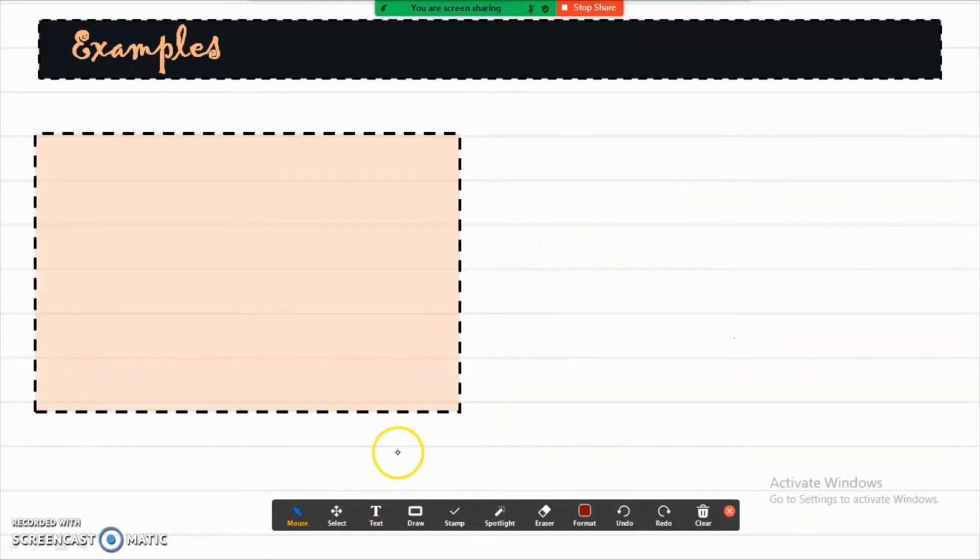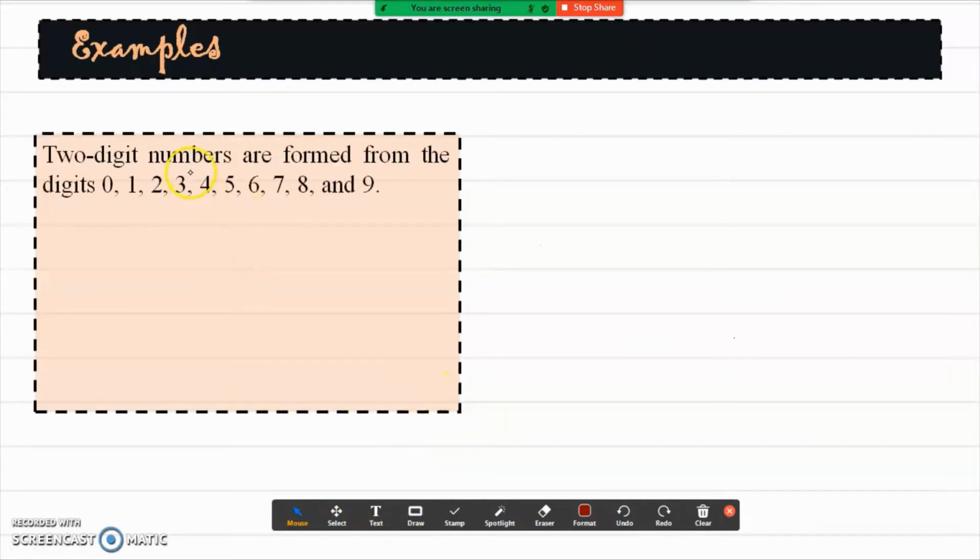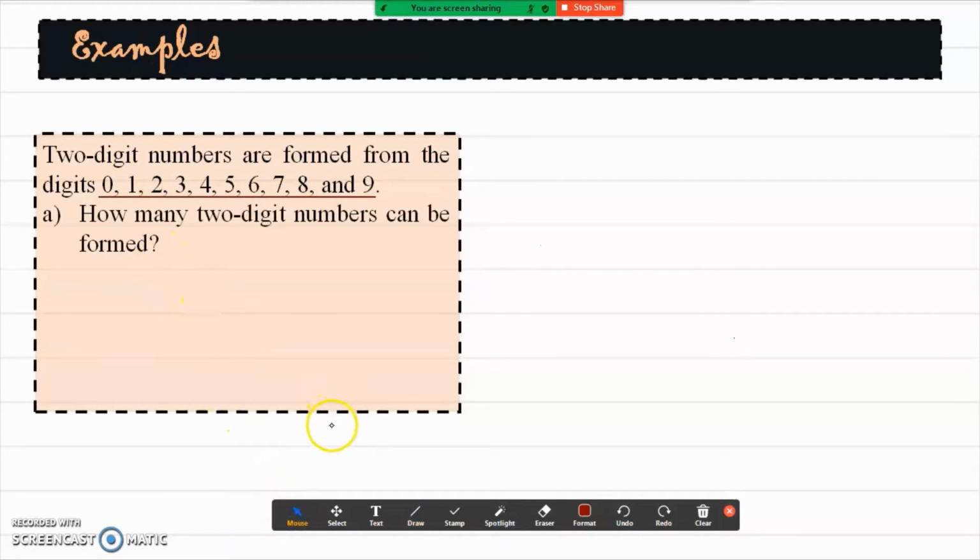Let's have example 1. Suppose two-digit numbers are formed from the digits 0, 1, 2, 3, 4, 5, 6, 7, 8, and 9. It's important in every problem that we take note of what is given. Here we are given these digits, which we'll use in forming two-digit numbers. First question, how many two-digit numbers can we possibly form?